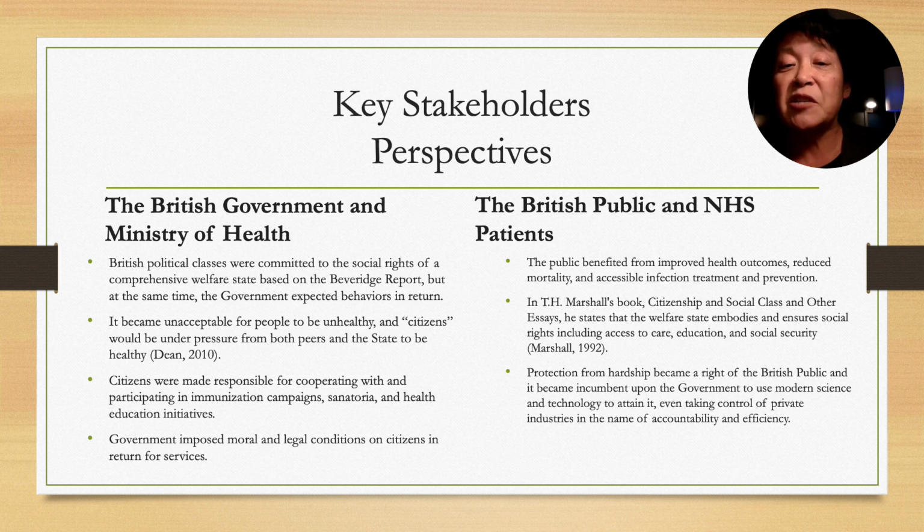In T.H. Marshall's book, Citizenship and Social Class and Other Essays, he states that the welfare state embodies and ensures social rights, including access to care, education, and social security. Protection from hardship became a right of the British public, and it became incumbent upon the government to use modern science and technology to attain it, even taking control of private industries in the name of accountability and efficiency.